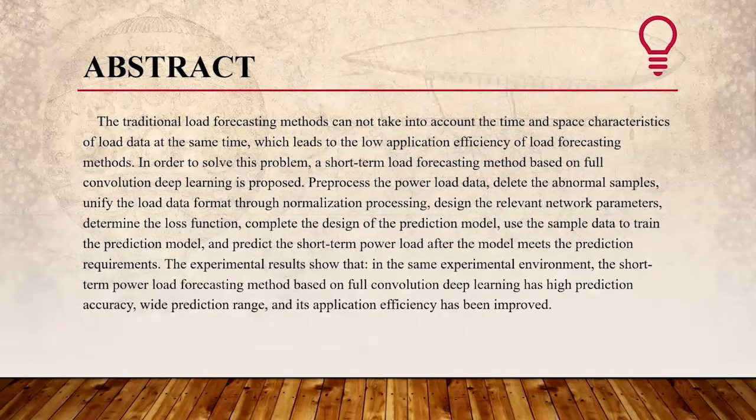Preprocess the power load data, delete the abnormal samples, unify the load data format through normalization processing, design the relevant network parameters, determine the loss function, complete the design of the prediction model, use the sample data to train the prediction model, and predict the short-term power load after the model meets the prediction requirements. The experimental results show that, in the same experimental environment, the short-term power load forecasting method based on full convolution deep learning has high prediction accuracy, wide prediction range, and its application efficiency has been improved.